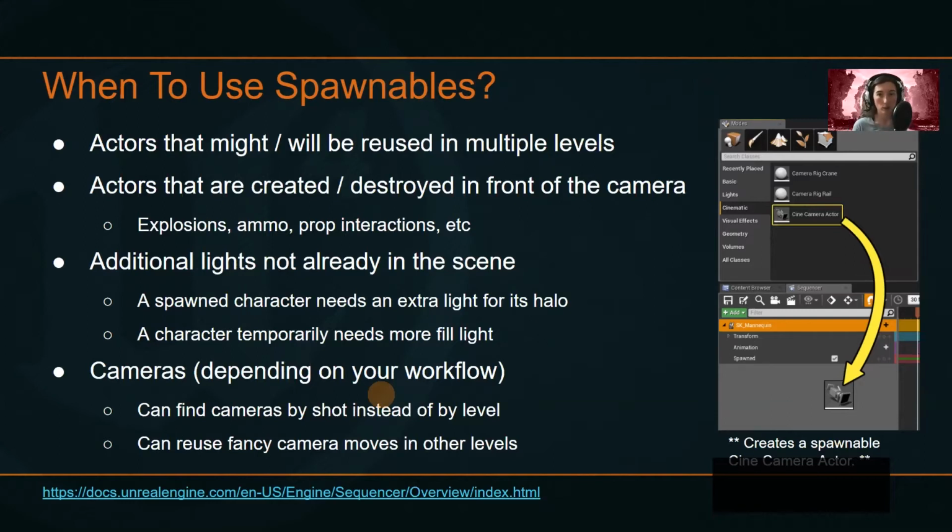If a camera is spawnable versus living in the scene, you could track your cameras by the level sequence, rather than having to remember, okay, which level was I using again? And then you can reuse the fancy camera moves that you did. And notice in this graphic right here, if I were to drag something from that modes panel directly into the sequencer, it will create something that's spawnable. But if it already existed in the level and then you drag that in, then it's possessable.